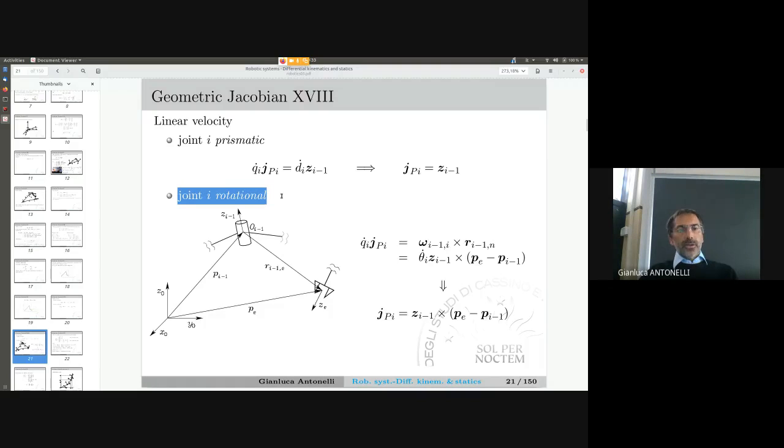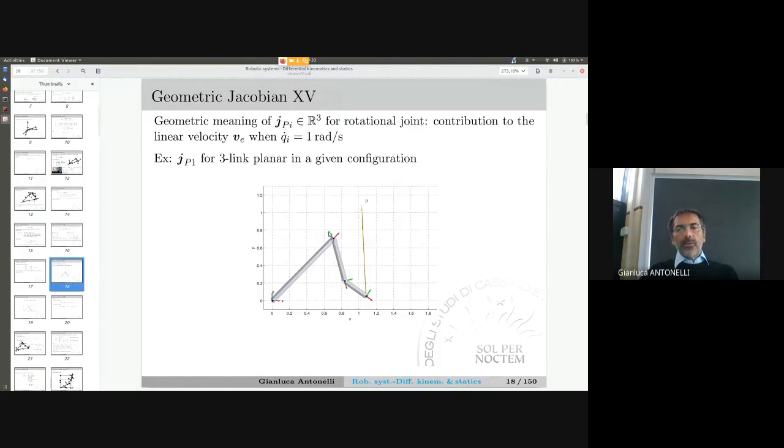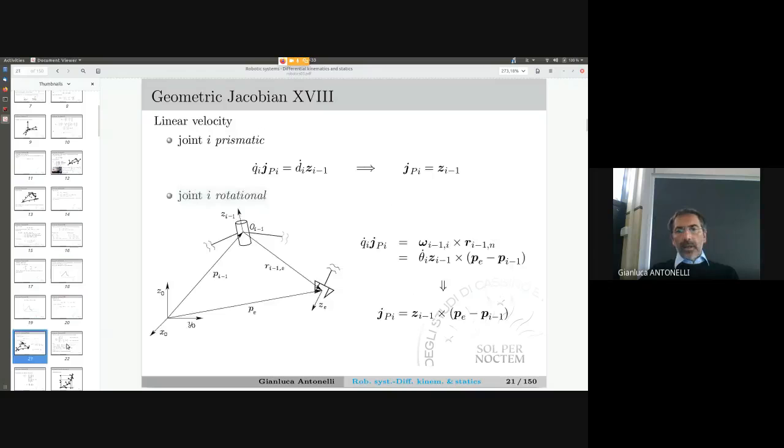So, if the joint is rotational, what is the contribution? Well, this is a generic drawing, but I think it's much better to read the contribution from here. I just need the cross product between the angular velocity with its direction and this position vector connecting joint i minus 1 to the end effector. And this is what is written here. From a notational aspect, I'm making a cross product of the direction of the angular velocity, that is aligned with the unit vector z of i minus 1, and the vector position connecting i minus 1 to the end effector.